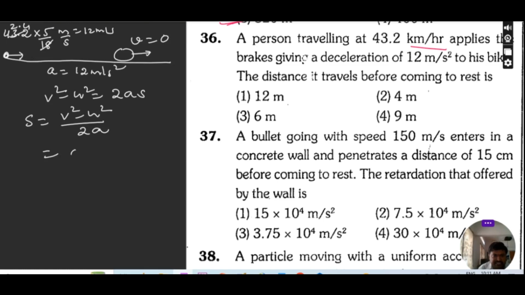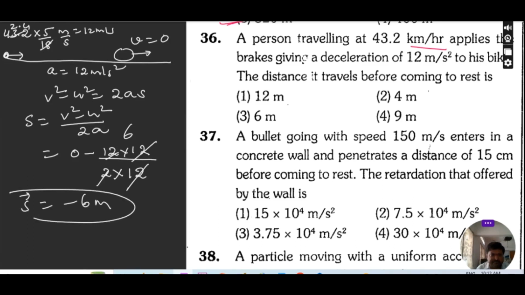Here the final velocity is 0, minus initial velocity 12 whole square, that is 12 into 12, by 2 into a. In the place of a, write 12 meter per second square. So 12 gets cancelled, 2 6s are 12. So that is equal to minus 6 meter. If displacement is minus 6 meter, distance is equal to the magnitude of displacement, that is 6 meter. So 6 meter is the right answer. Right, next, 37th.